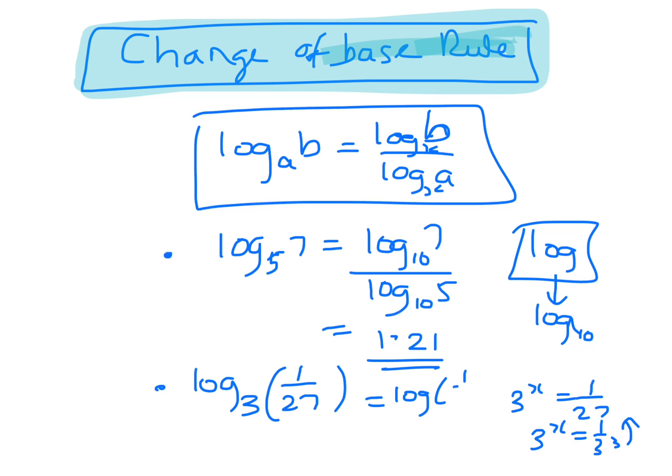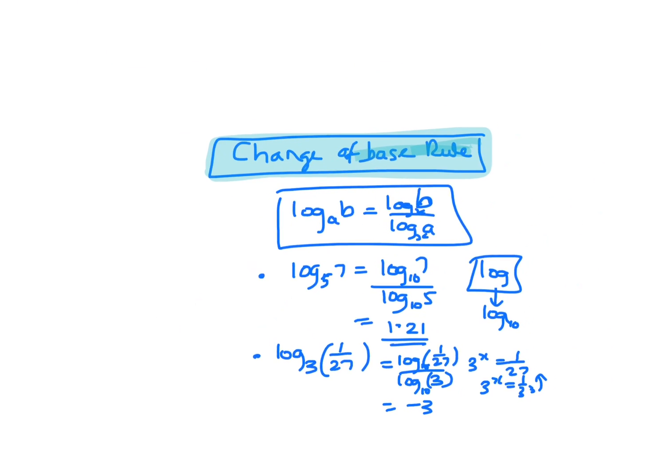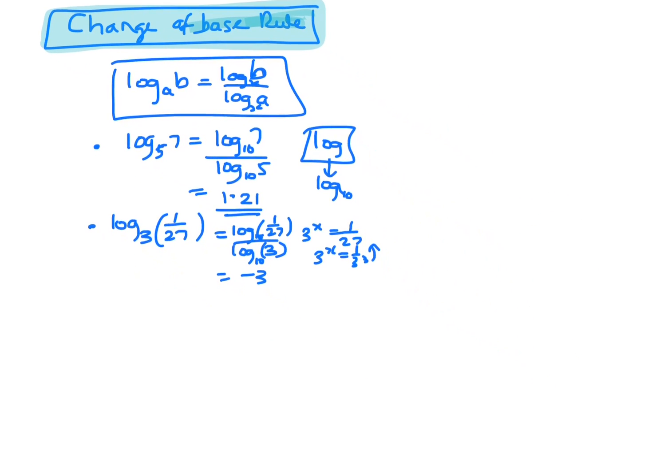But if you use this calculator method, that would be log 1 on 27 and log 3. So if there's nothing written there, it's just base 10. So it's log of 1 on 27 divided by log 3, and you'll find you'll just get minus 3. And that's your change of base rule.